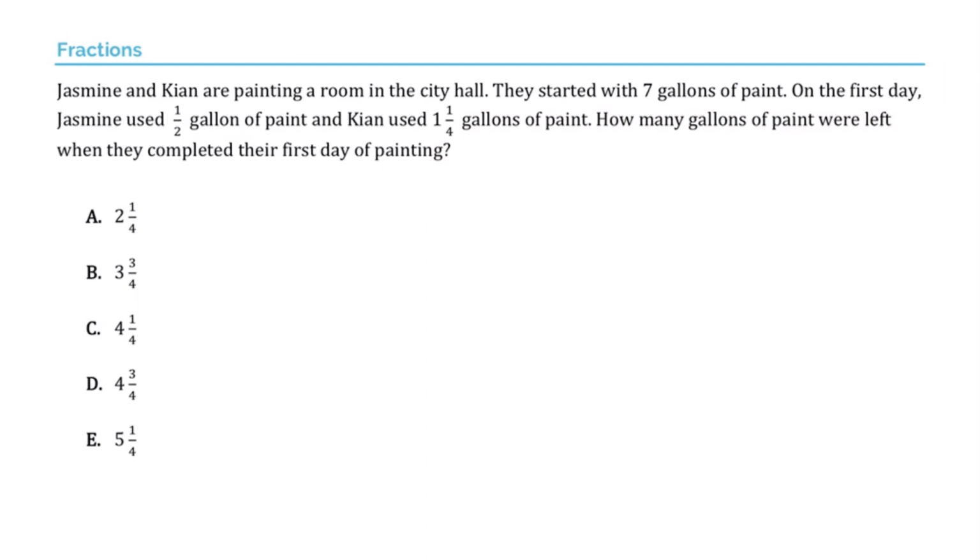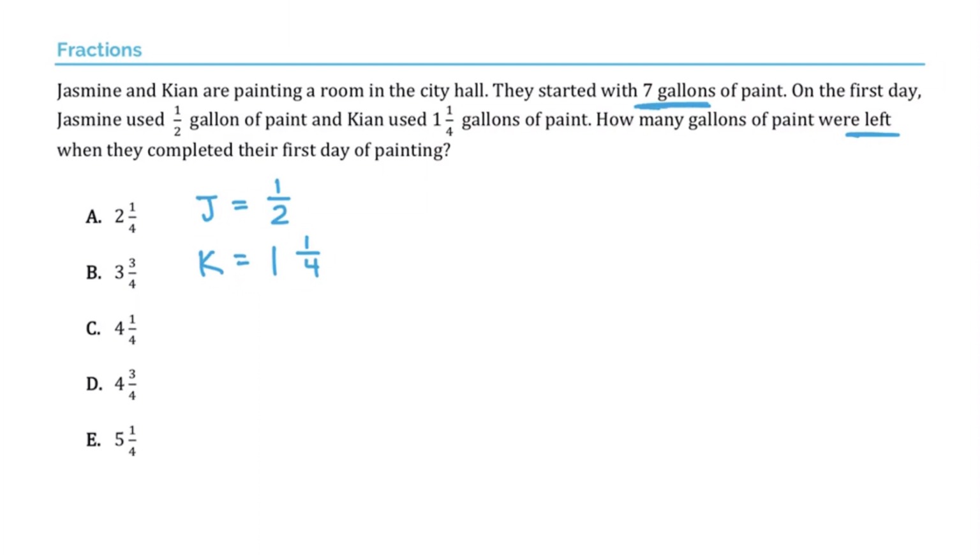And the first thing I want you to notice is that as a word problem, right, there's kind of a lot of words here. So keep in mind that it's always a good idea to take notes as you read. So we have that Jasmine and Keon are painting a room in the city hall. They started with 7 gallons of paint. Okay, so that's what they have to start. On the first day, so this is where I'm going to take some notes, Jasmine used half a gallon and Keon used 1 1/4 gallons of paint. How many gallons of paint were left when they completed their first day of painting?